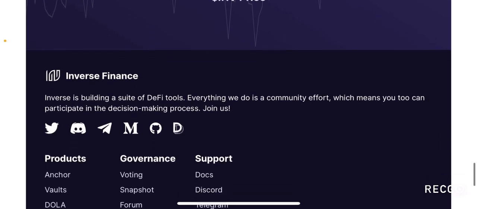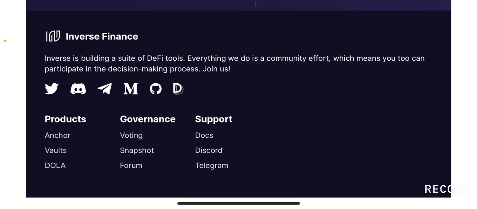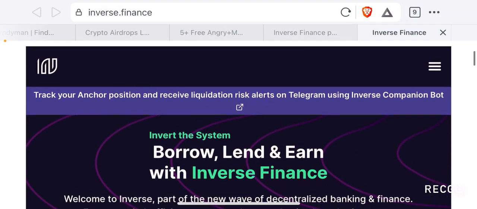So if you scroll below, you have the social media information, and here they're stating that Inverse is building a suite of DeFi tools. Everything we do is a community effort, which means you too can participate in the decision making process. So join us. So that's basically what they're trying to tell you. You can join their community and learn more about their products, and earn some passive income as well by using their platform. And they have other information about their three major products: Anchor, Walls, and Dola at the bottom, which you can use to learn as well, right? So it's a pretty straightforward platform with a very cool and interesting website.